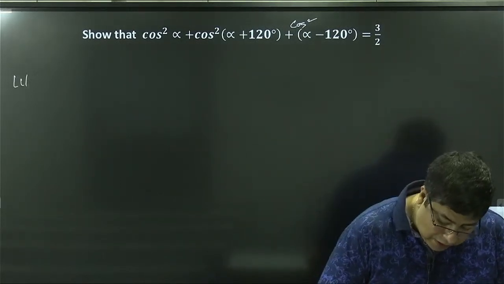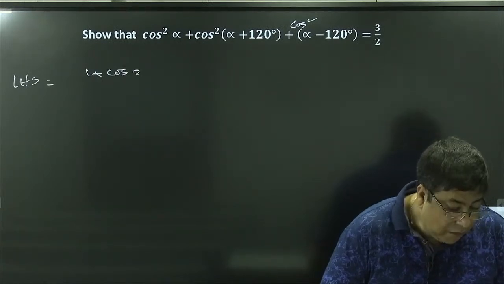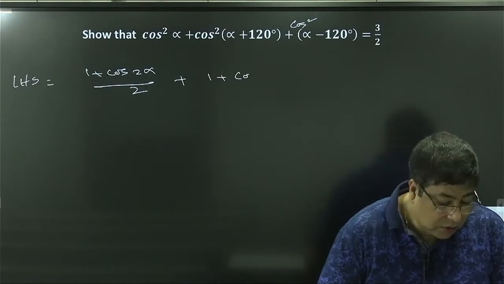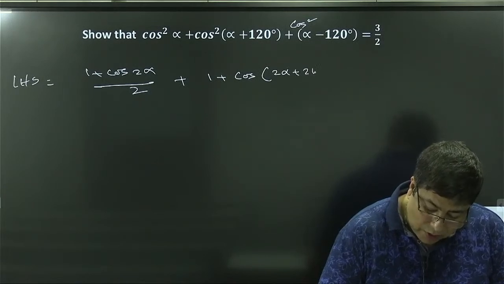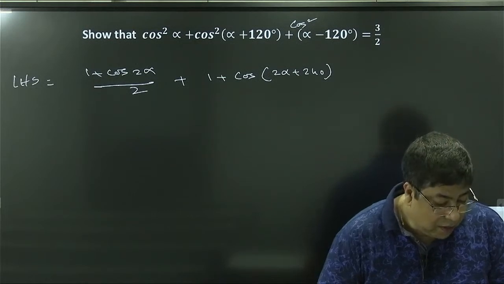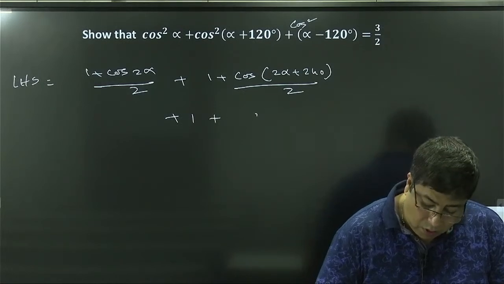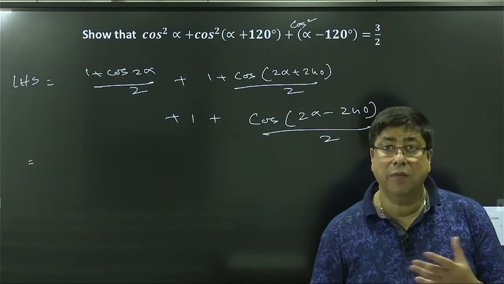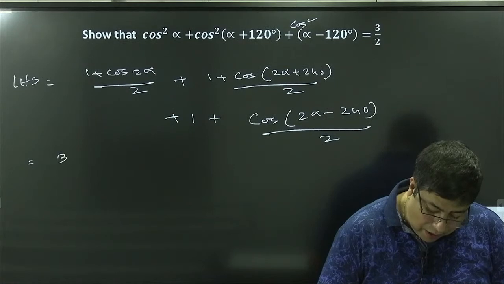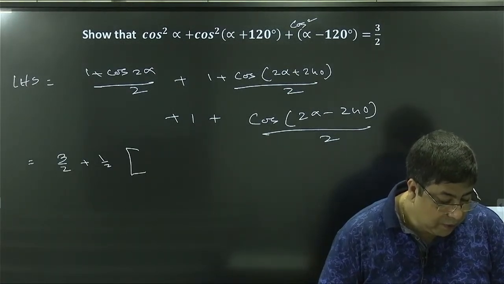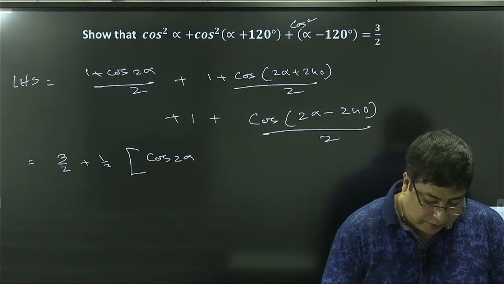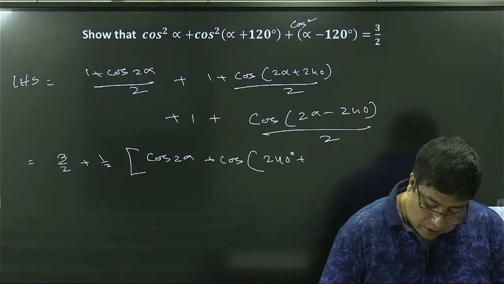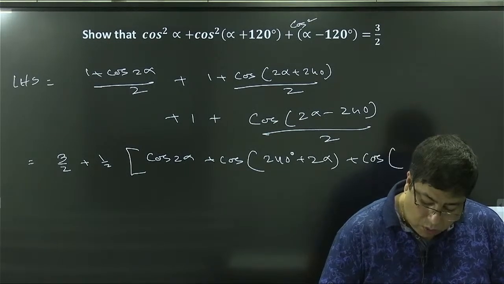So what will I do? LHS, we can write this as 1 plus cos 2 alpha, since 2 cos square alpha is 1 plus cos 2 alpha. Accordingly, let us put: 1 plus cos 2 alpha divided by 2, the next becomes 1 plus cos of 2 alpha plus 240 degree divided by 2, and similarly 1 plus cos of 2 alpha minus 240 degree divided by 2. If I accumulate these, taking half common, we have 3 by 2 plus half of cos 2 alpha plus cos of 2 alpha plus 240 degree plus cos of 2 alpha minus 240 degree.